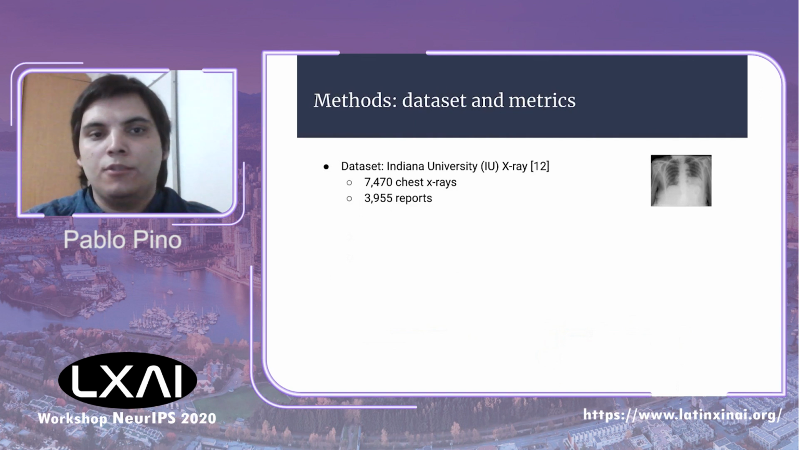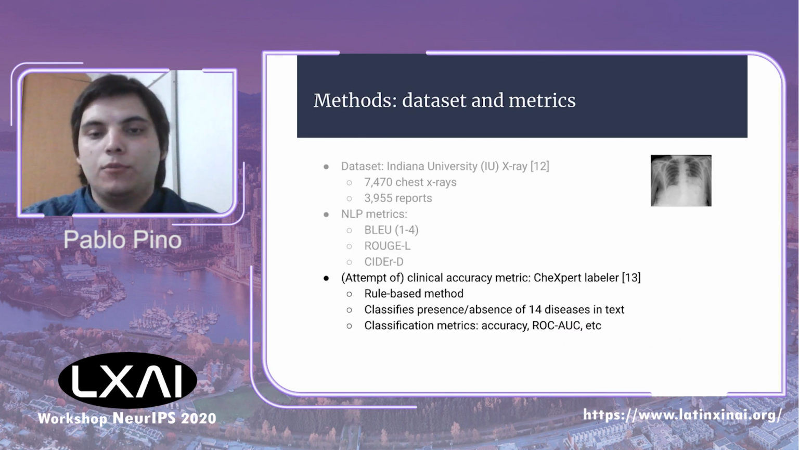We used the Indiana University dataset, which is the most commonly used in the literature. We evaluated using some common NLP metrics, and we used the CheXpert labeler as an attempt to measure clinical accuracy. This is a rule-based method that classifies 14 diseases in each report. Then you can use classification metrics to measure how correct a report is from a medical point of view.